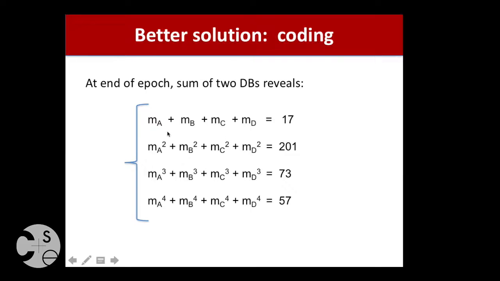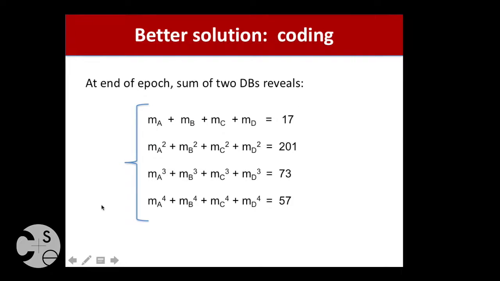Now what happens when we get to the end of the epoch and we collect all the results? When we add up the right server and the left server, what we'll end up with is a 4-way collision, so we get the sum of the 4 messages, just like before, but we also get the sum of the squares of all 4 messages, and the sum of the cubes, and the sum of the 4th powers of all 4 messages.